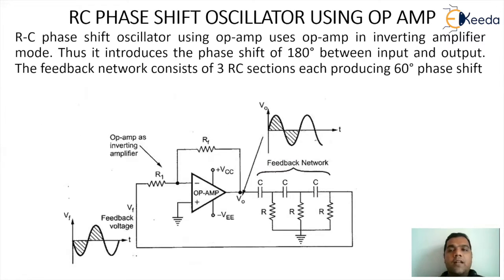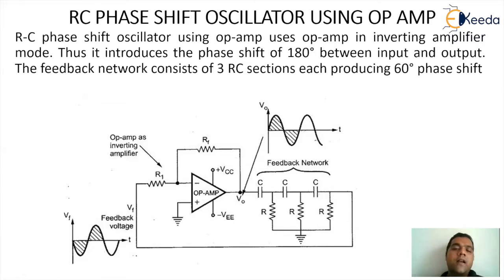When we talk about the RC phase shift oscillator using op-amp, here the logic is very clear that the amplifier that we are going to use will be of the type inverting amplifier. So the amplifier will give us a phase shift of 180 degree. If that is the case, the feedback section should also give us a phase shift of 180 degree. And to satisfy our requirement, we will be using 3 RC sections, where each RC section will give us a phase shift of 60 degree. So 60 degree plus 60 degree plus 60 degree will give us a value of 180 degree.